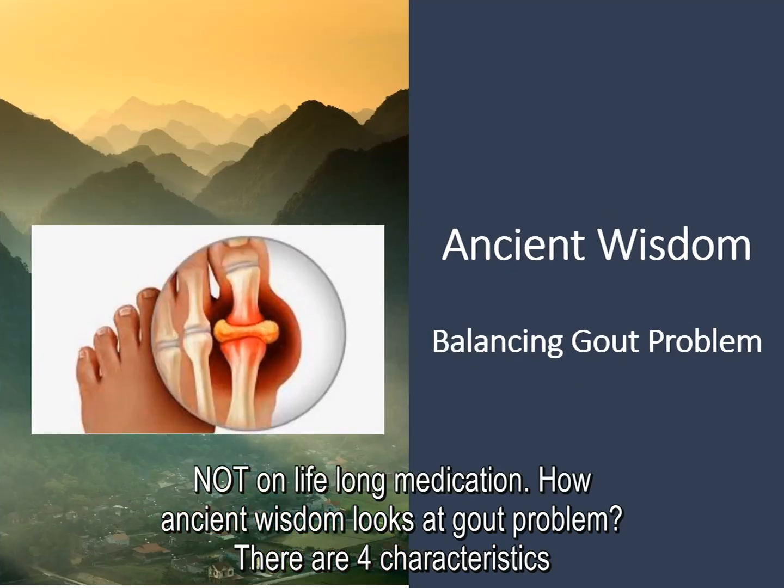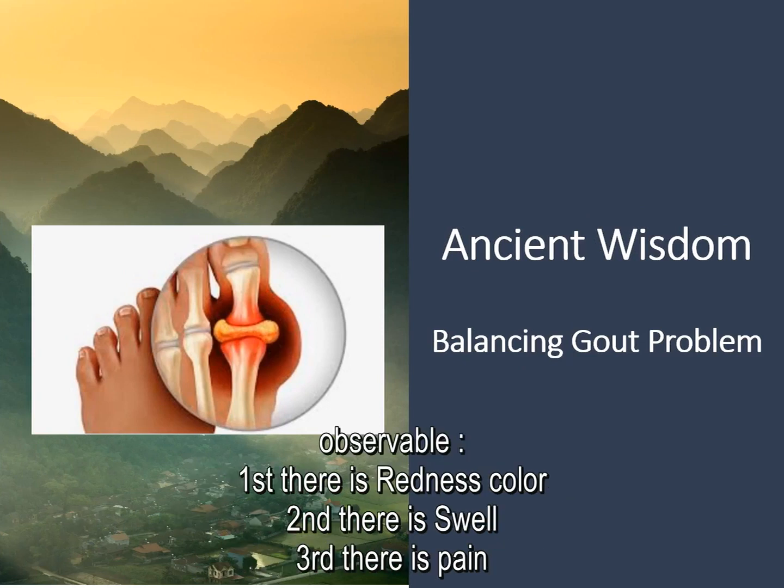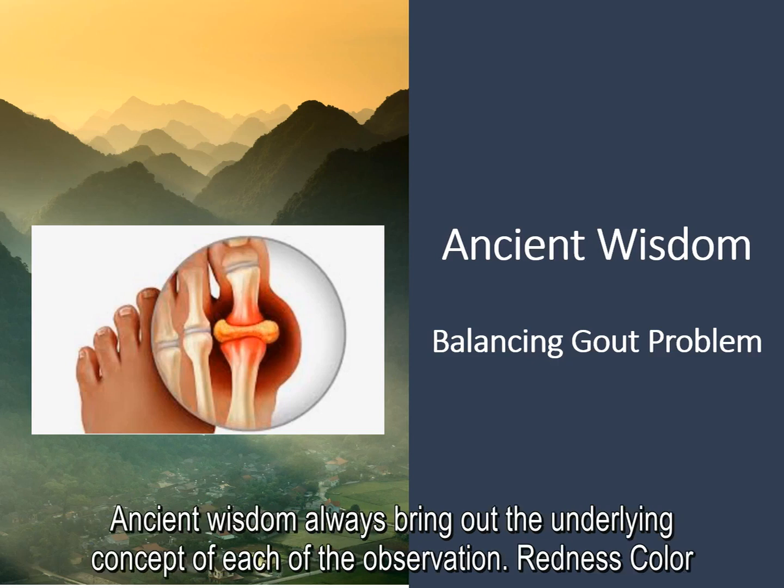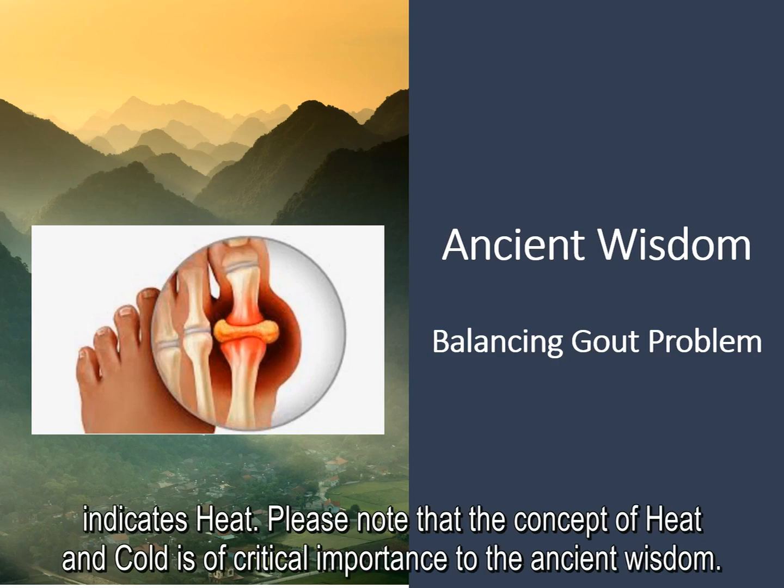How does ancient wisdom look at gout problem? There are 4 characteristics observable. First, there is redness color. Second, there is swelling. Third, there is pain. Fourth, there is heat in some cases, or what Western medicine calls inflammation. Ancient wisdom always brings out the underlying concept of each of the observations. Redness color indicates heat.